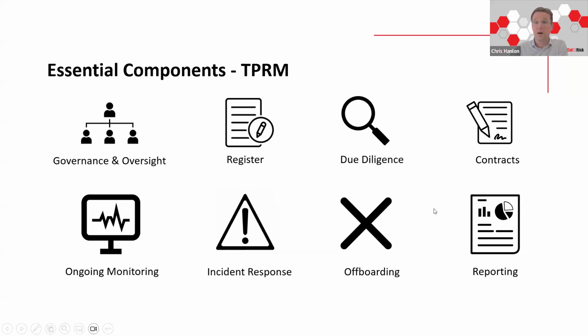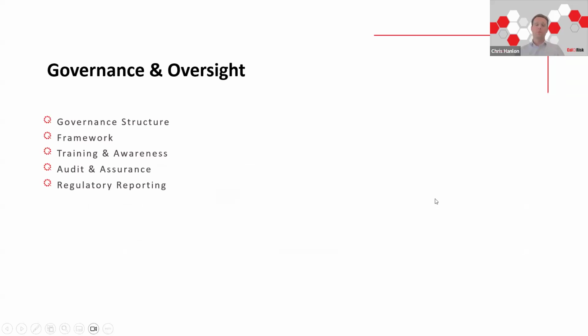Kicking off then and moving into our first point, it was more around that governance and oversight. And really this is one of the more critical pieces around that tone from the top.